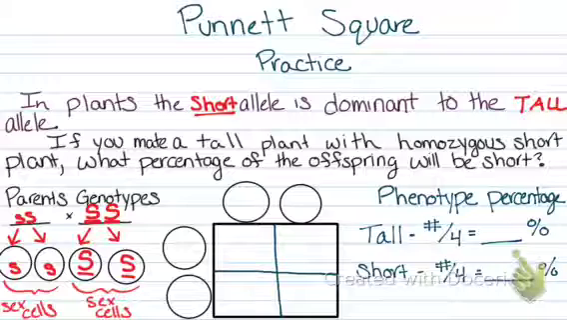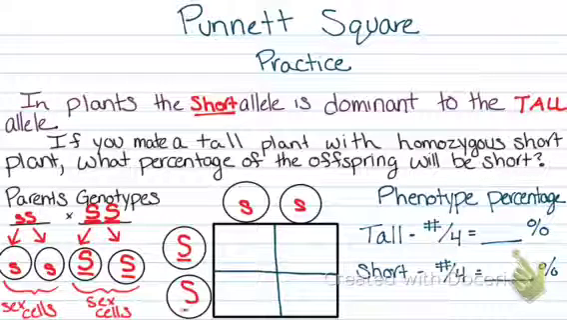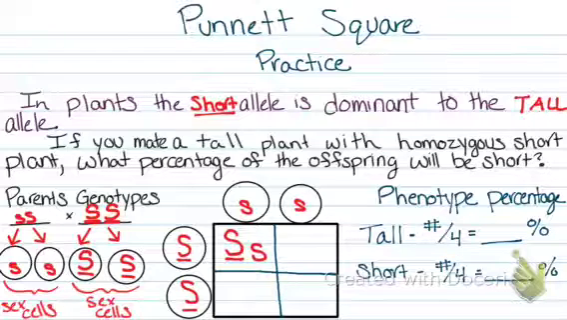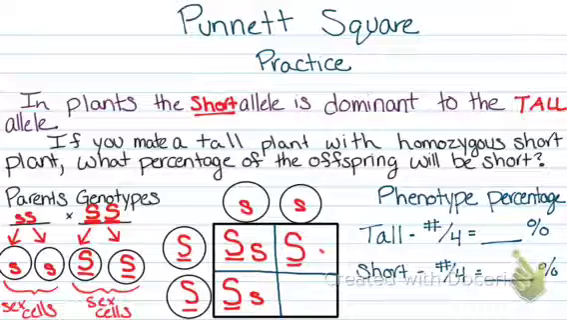Now I'll put the sex cells up top and on the side of the Punnett squares. And then fill in the Punnett square. The first offspring has a dominant short allele and a recessive tall allele. The second one has a dominant short allele and a recessive tall. The third one is the same. And the fourth one also has a dominant short and a recessive tall.